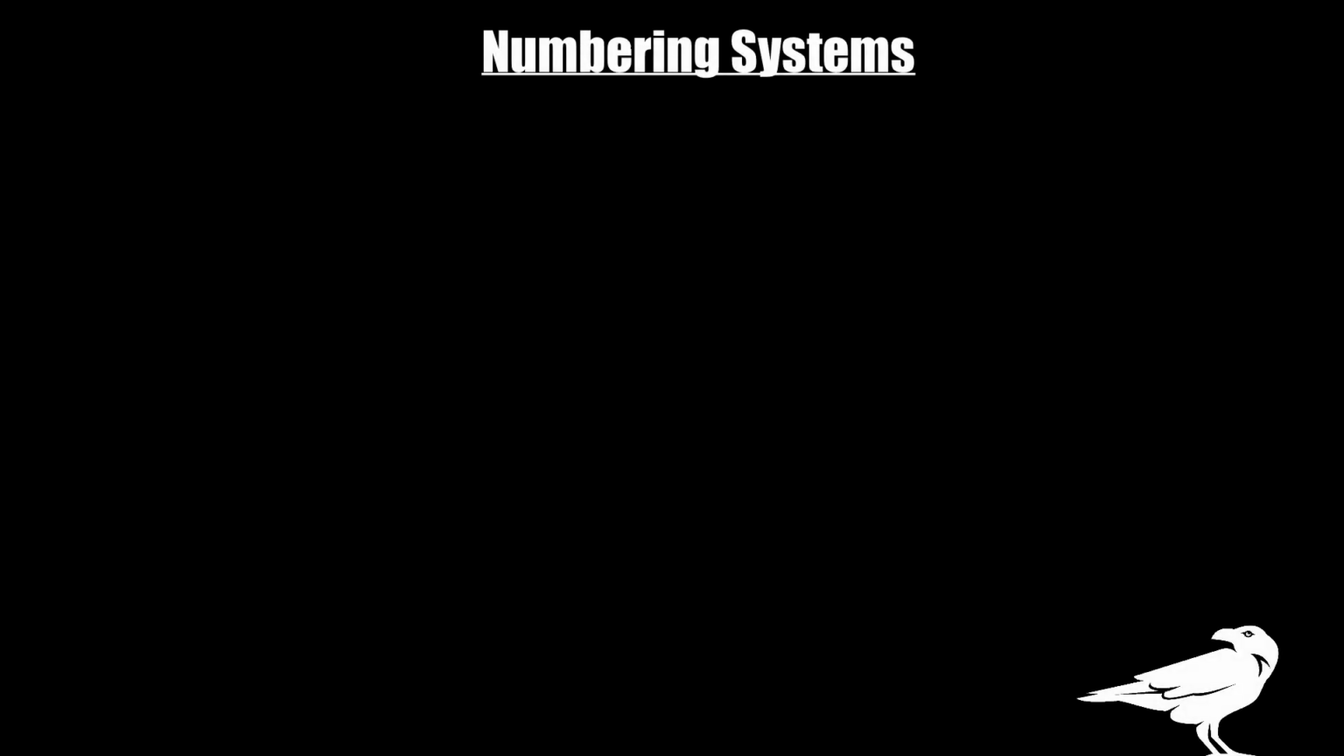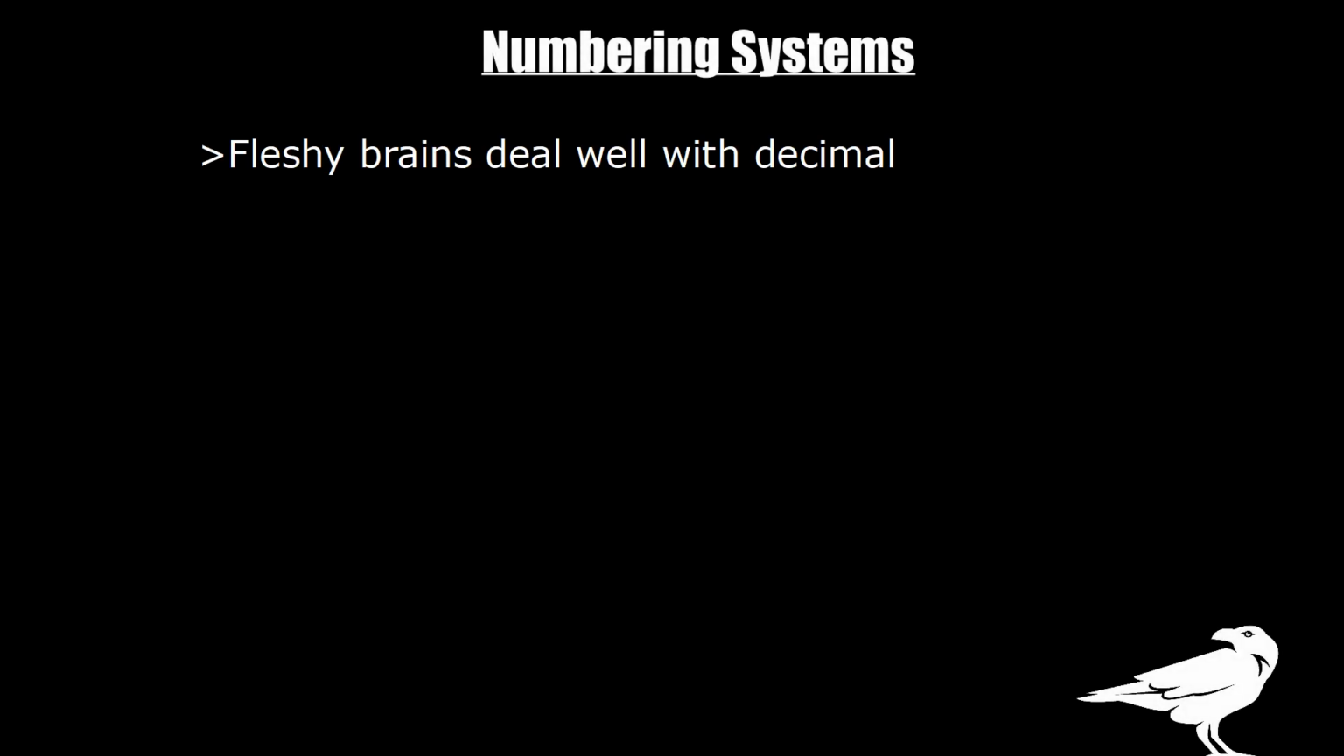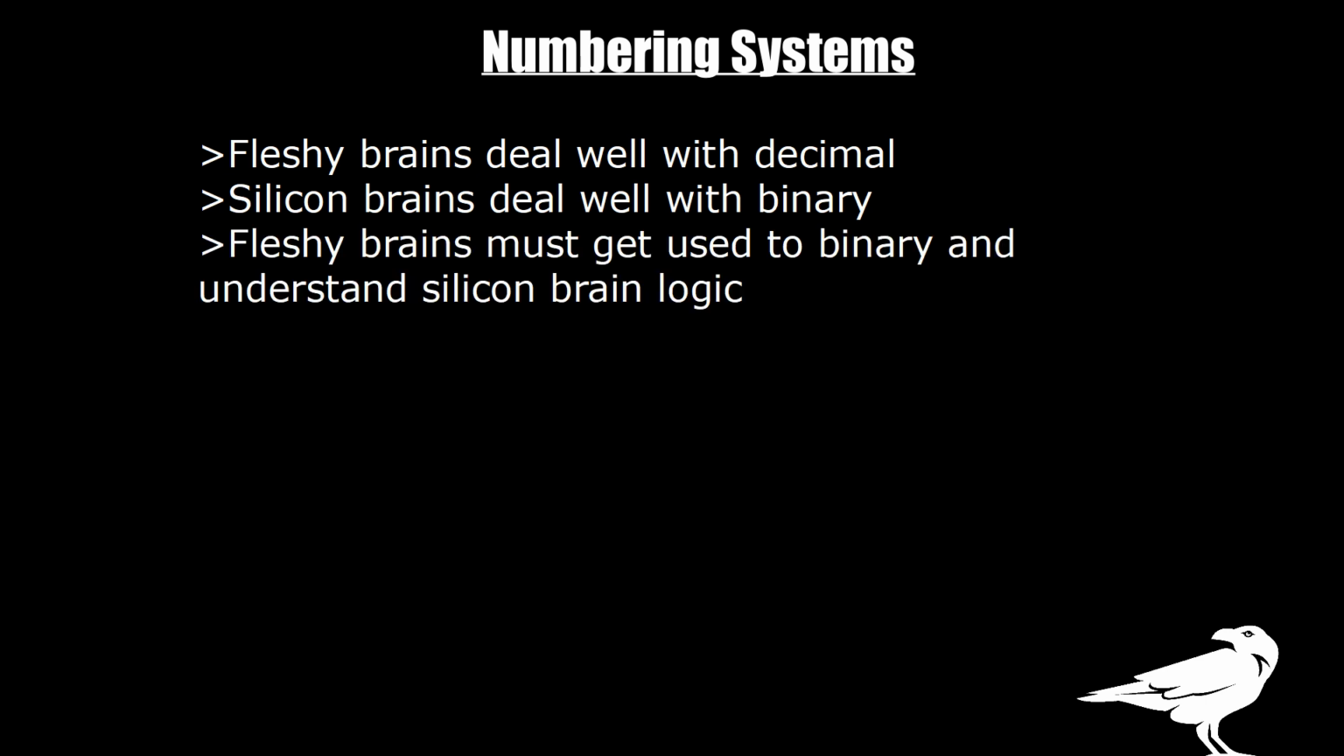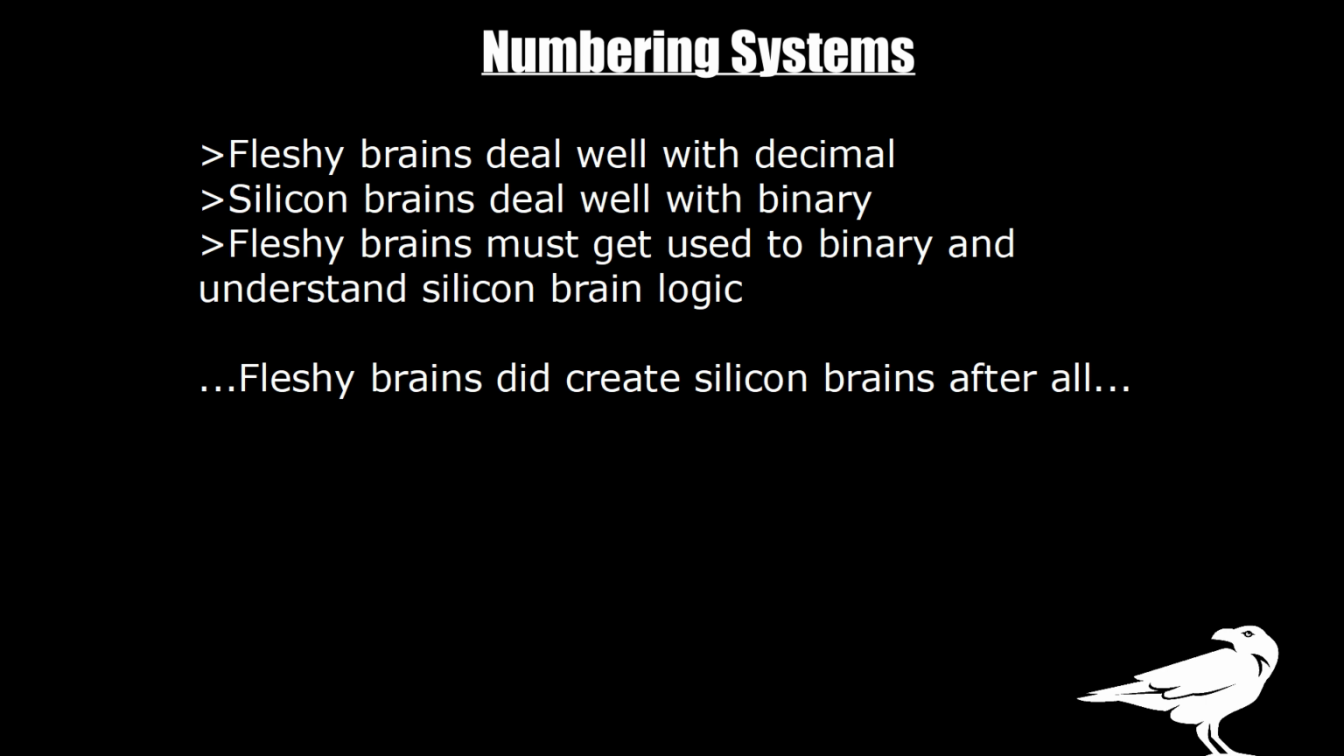So first of all, we are fleshy-brained people and we deal very, very well with decimal. That numbering system that counts from 0 through to 9. Silicon brains, on the other hand, tend to prefer binary, zeros and ones only, a 2-digit numbering system. Now the thing is, we need to get used to binary and understanding the logic that our computers use to deal with binary, because if we don't, we're going to suffer to do subnetting. So, let's go see what we can do.